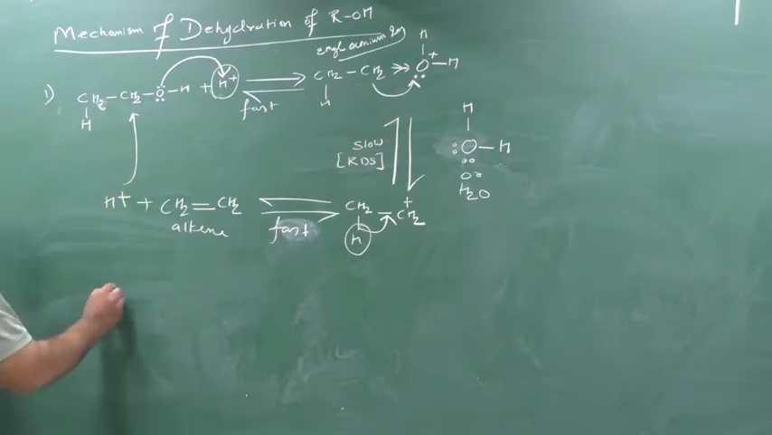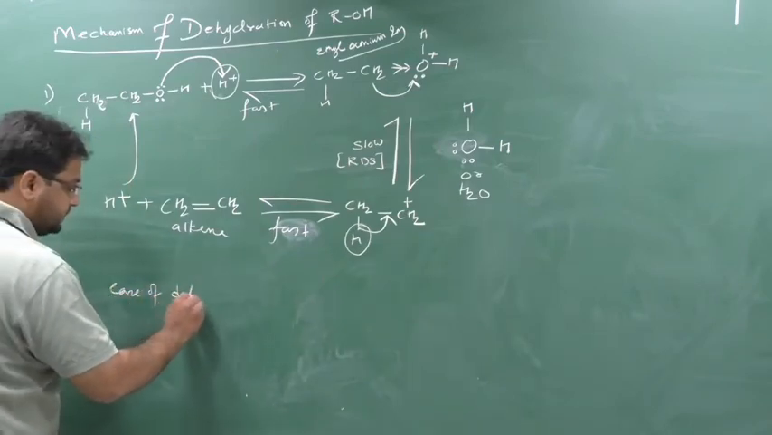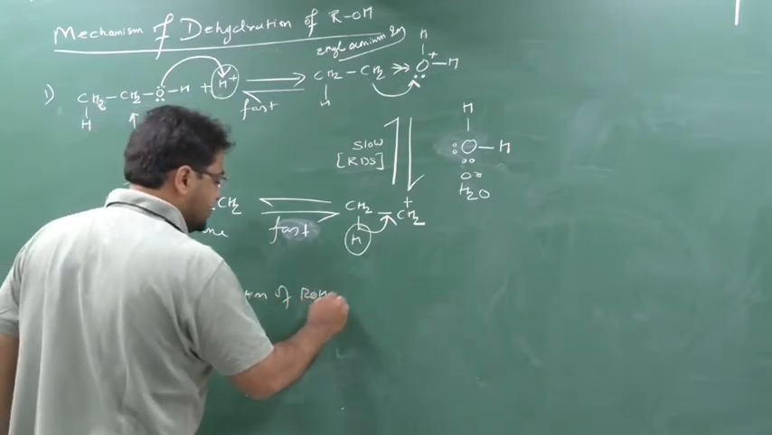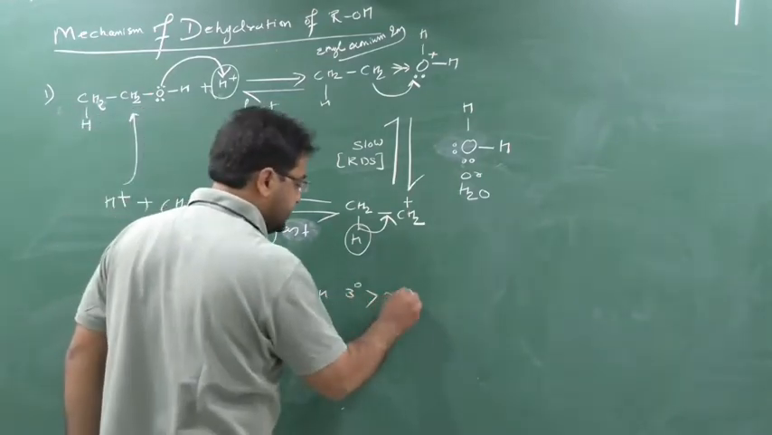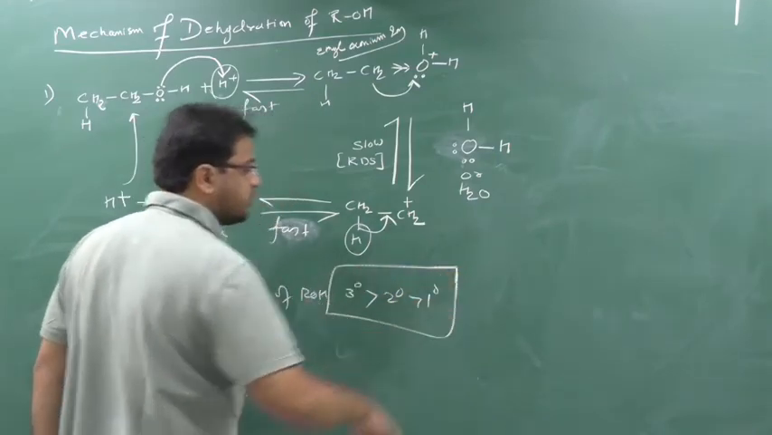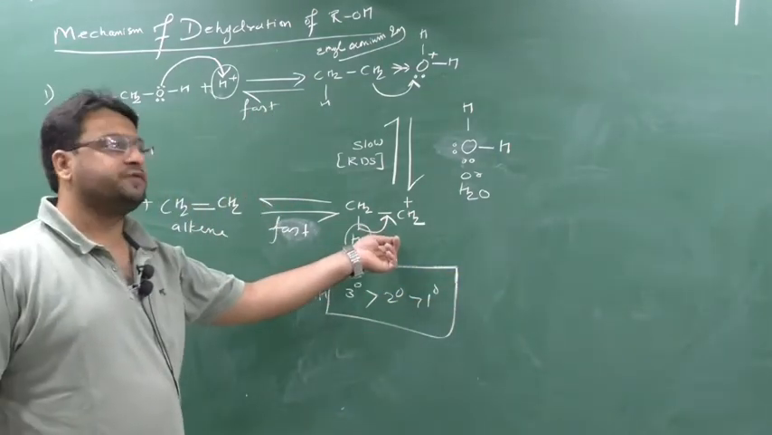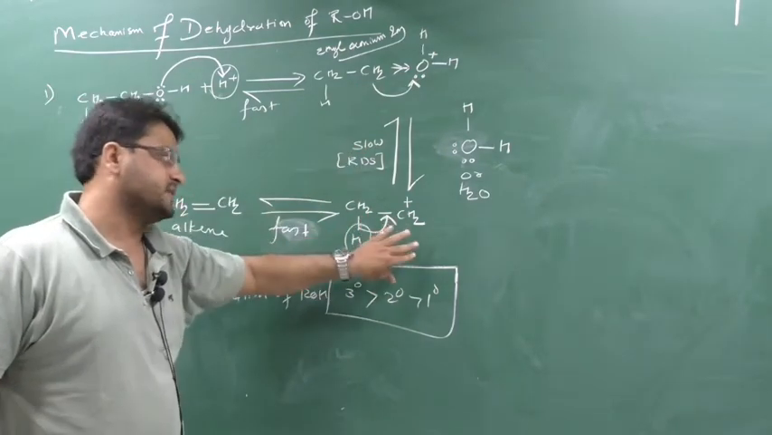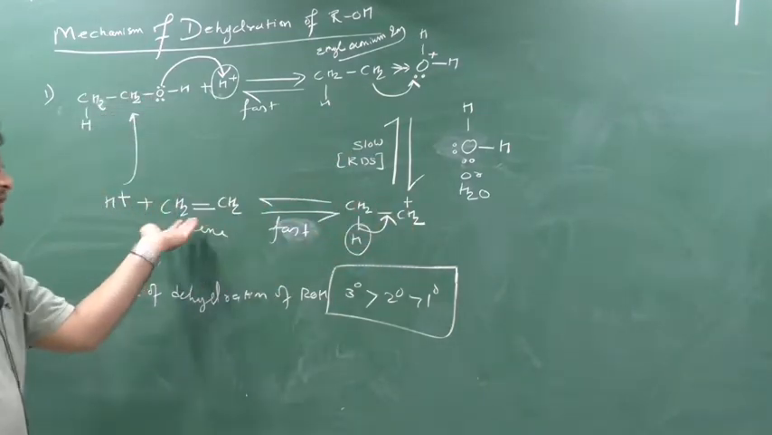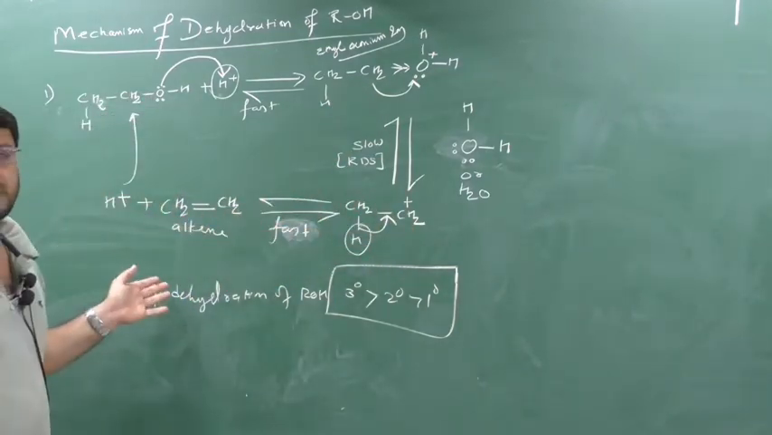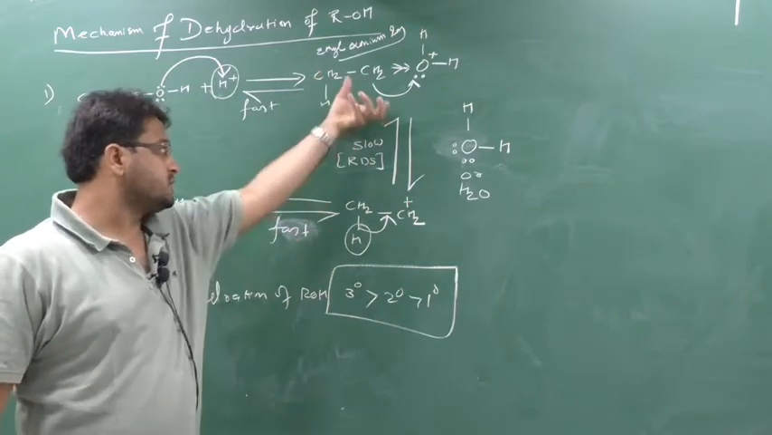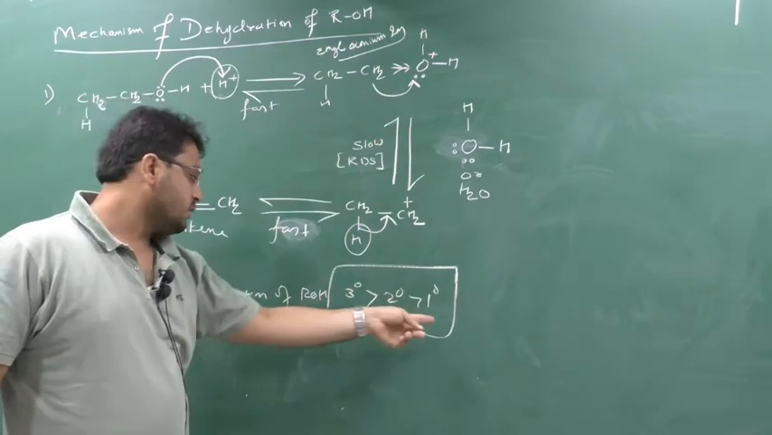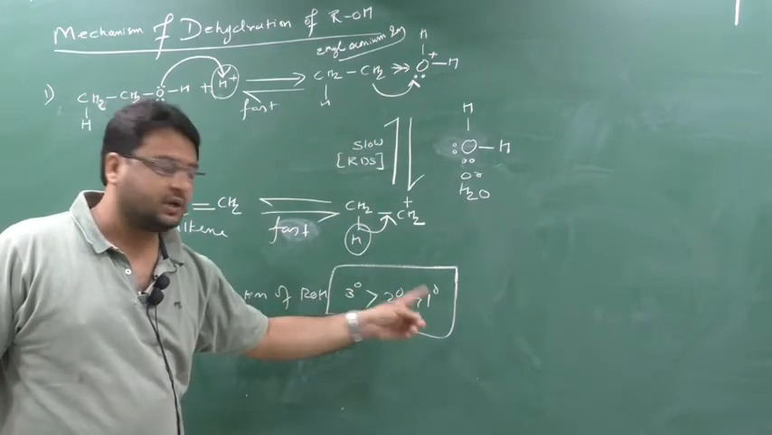So what is the series? The ease of dehydration of ROH series is 3 degree very fast, then 2 degree, then 1 degree. Why? Because 3 degree alcohol will show it very fast as there will be generation of a 3 degree carbocation, and a 3 degree carbocation is more stable. So this reaction, instead of slow, will be fast, and then the alkene will be generated suddenly. But if it is a 1 degree alcohol, this reaction will be very slow, and it will be very difficult to remove the water. Hence 1 degree will show the least dehydration compared to 3 degree.